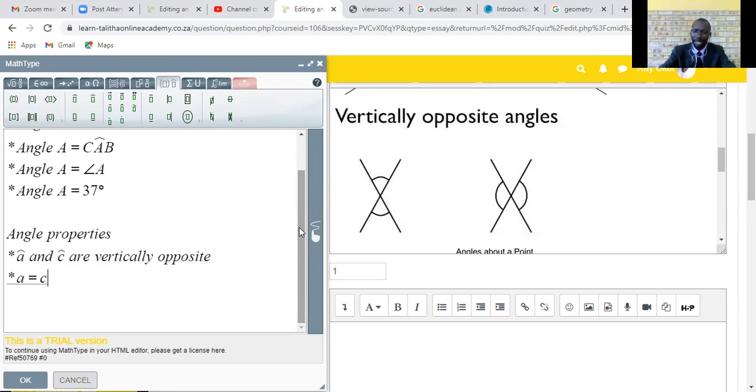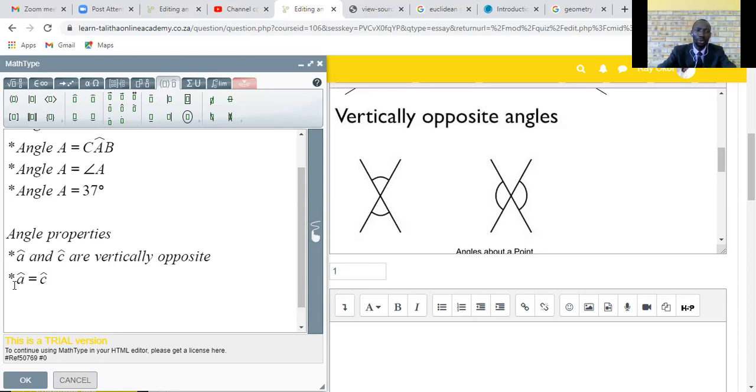How do you prove that? Well, just draw any two straight lines, just like this: draw a straight line and draw another straight line. Use a protractor to measure this angle, then also measure the other angle. In your conclusion, you will see that these two angles are the same. And so we can say angle A and angle C are equal to each other. Those are two points.